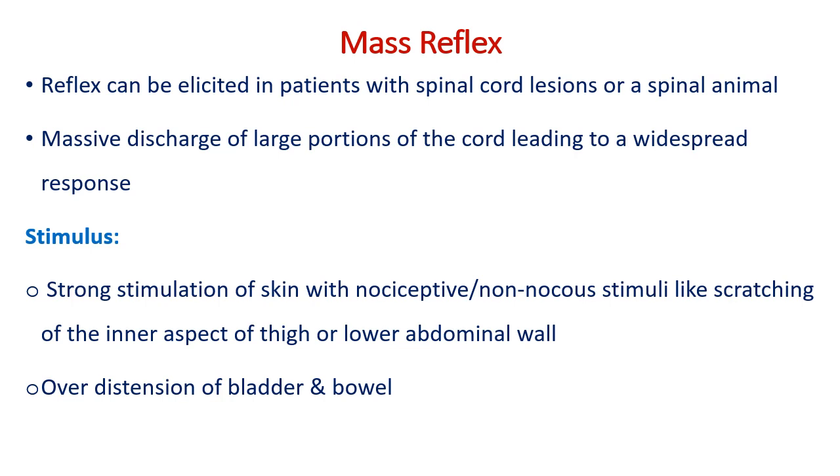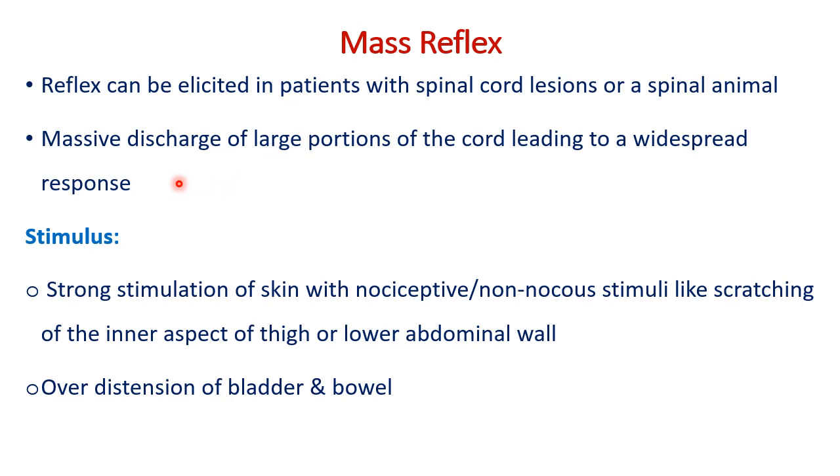Sometimes in a spinal animal or human being, the spinal cord suddenly becomes excessively active, causing a massive discharge of large portions of the cord, leading to a widespread response. So this is called mass reflex. What do we call it? Mass reflex.